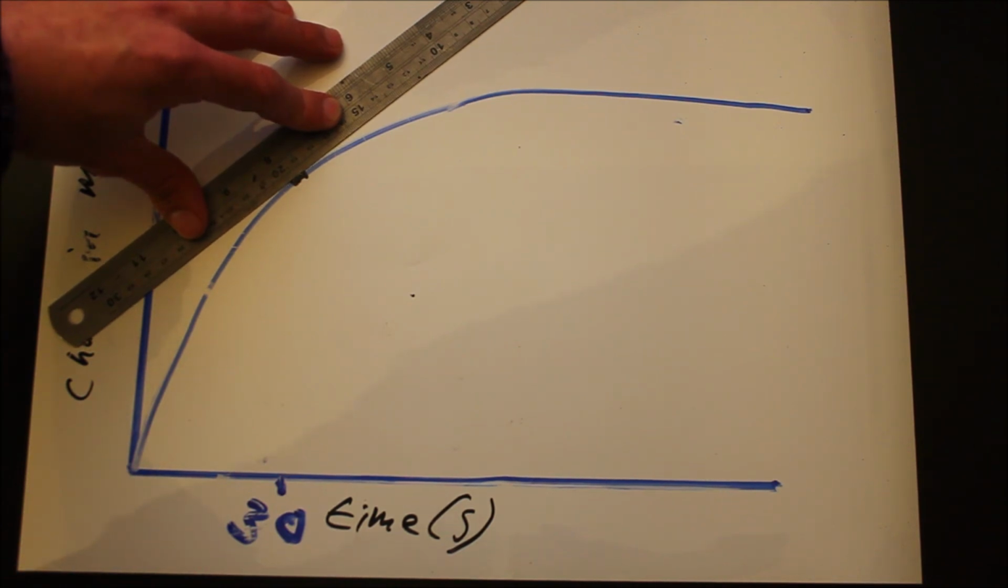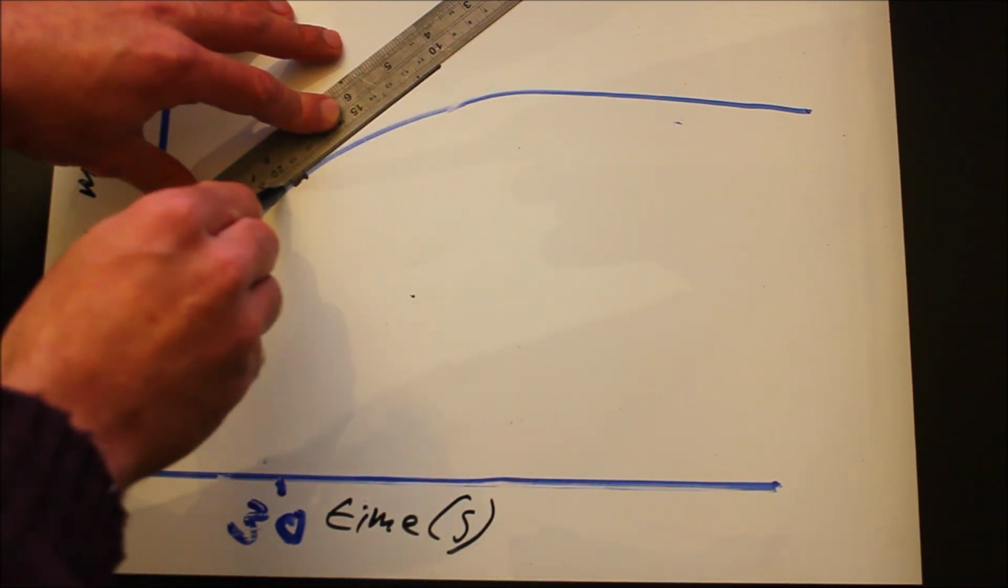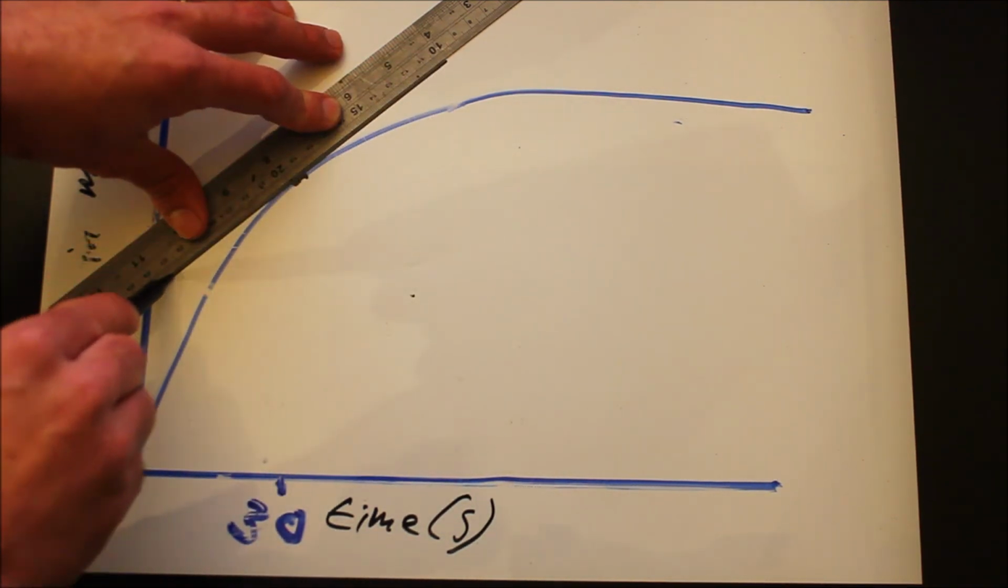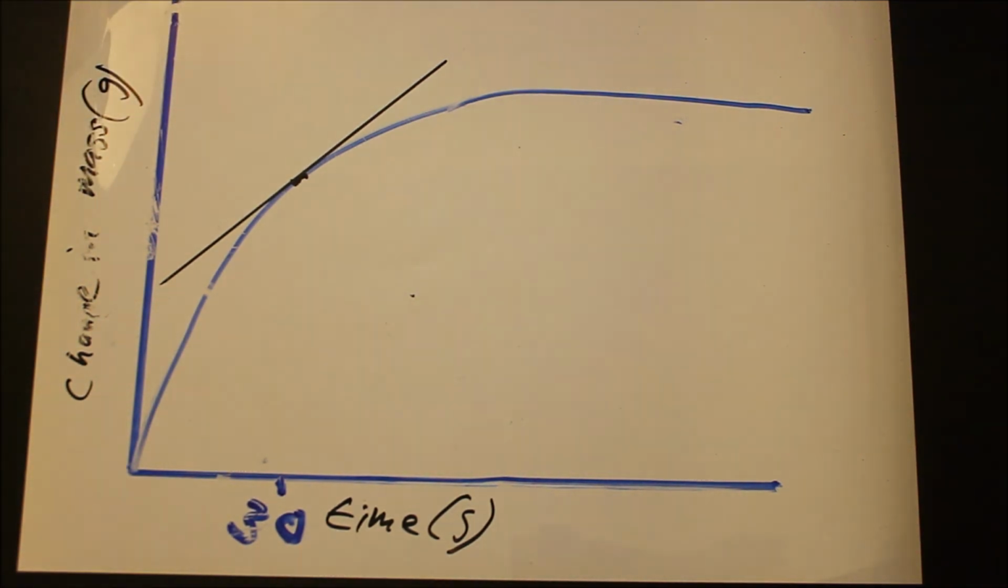But about there for me on my graph. And then you're going to draw, touching that line, a nice straight line using your ruler and your pencil. Okay. Now that's our tangent. That's the first step. We've drawn our tangent on our graph.